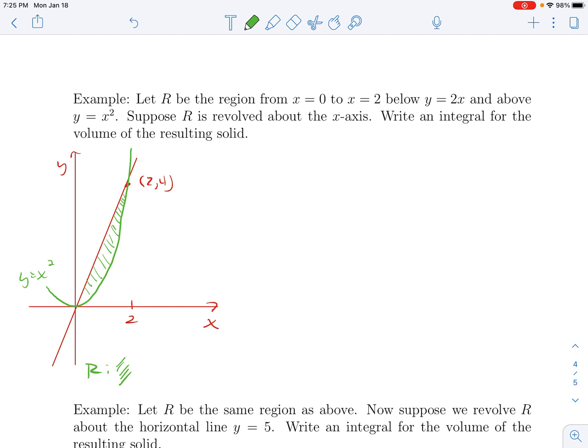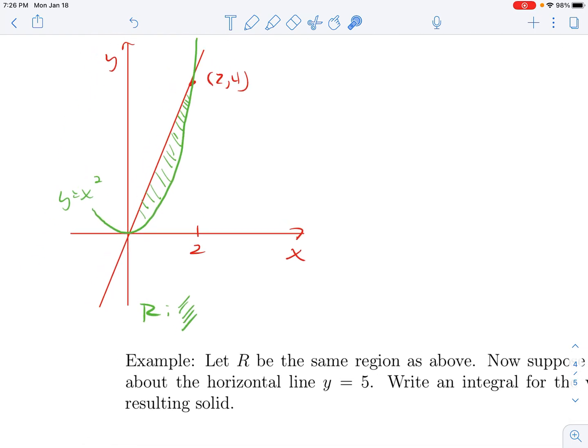And we're going to revolve that about the x-axis. So imagine taking this green thing and spinning it around the x-axis. Write an integral for the volume of the resulting solid. You'll notice I didn't even ask you to evaluate. I just want to see what it looks like. So here's the idea.